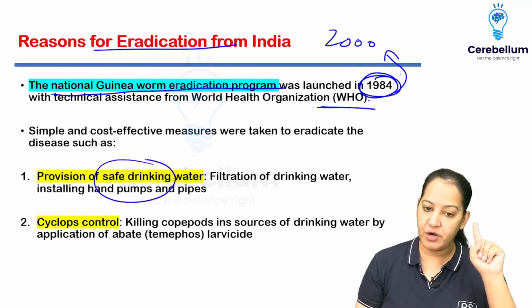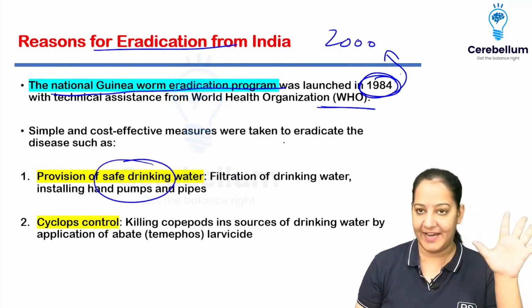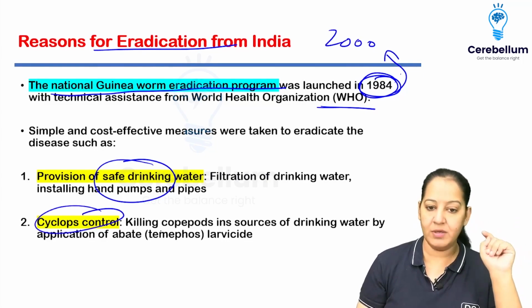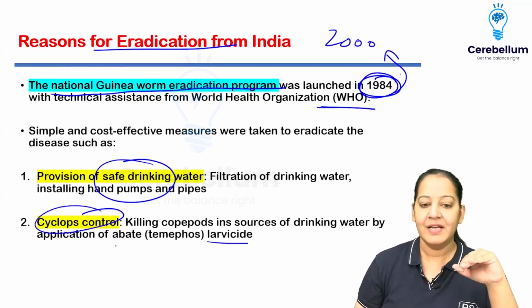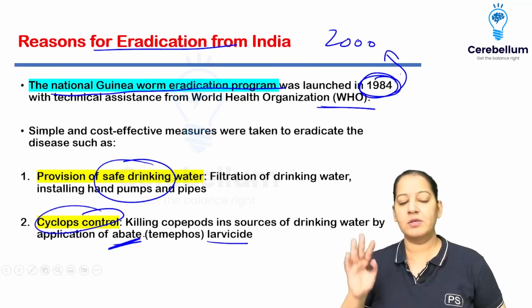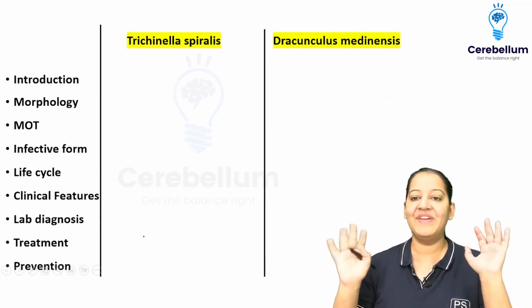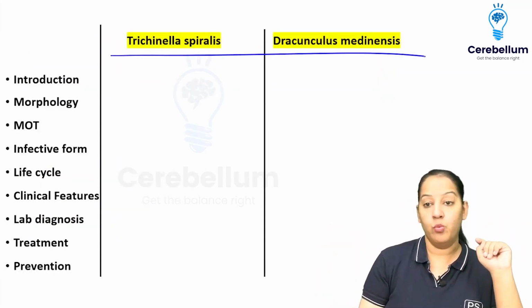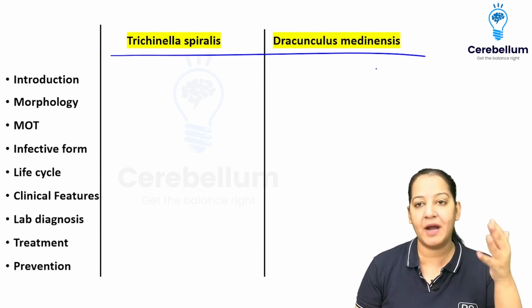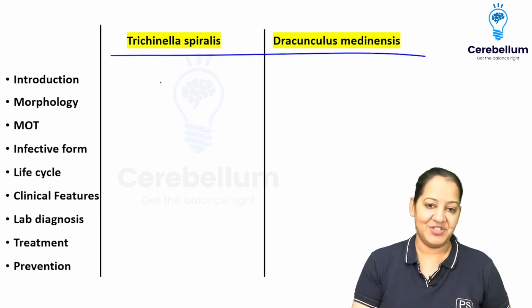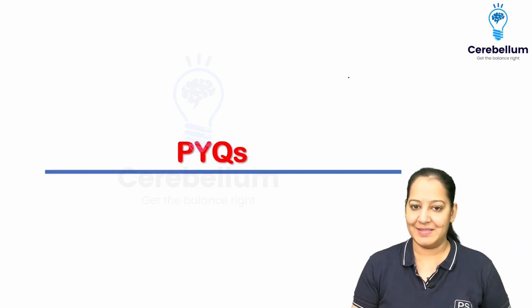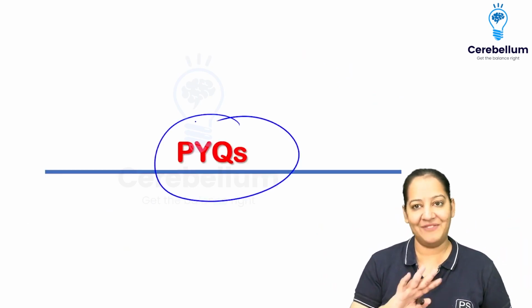Number one, provision of safe water which is free of cyclops. And number two, cyclops control is done with the help of a larvicide, that is abate. Because of this, it is eradicated from India. We are done with the two tissue nematodes or somatic nematodes, Trichinella spiralis and D. medinensis. Let's solve some PYQs on it and we are done.